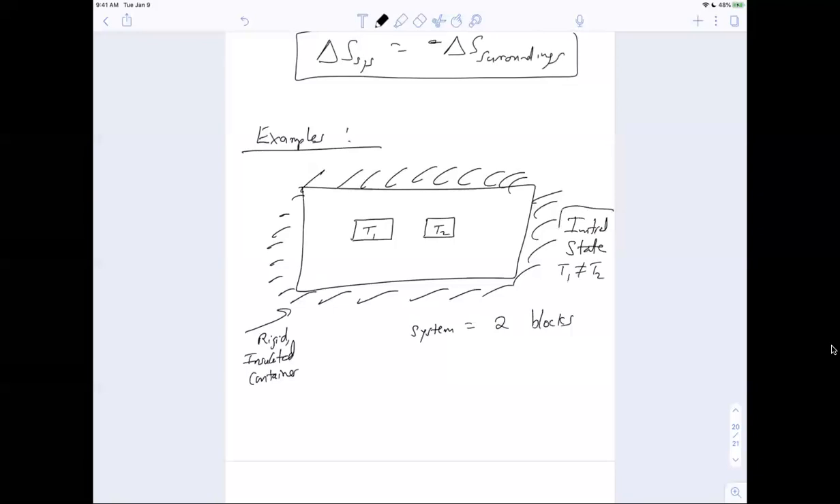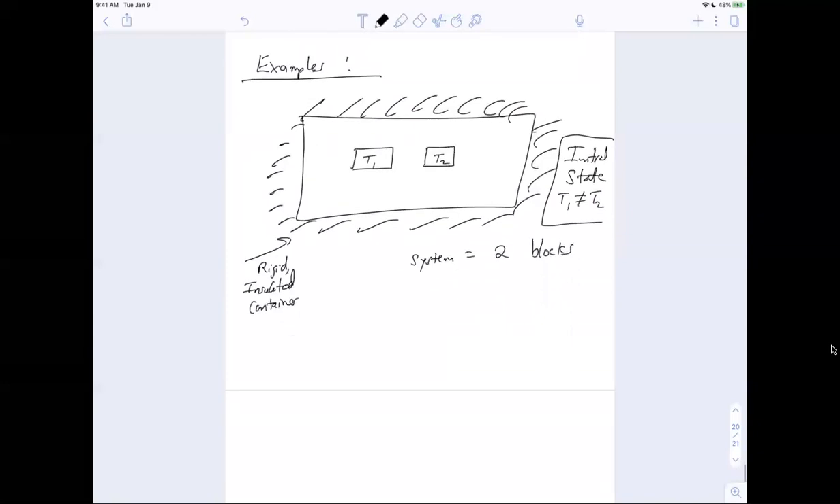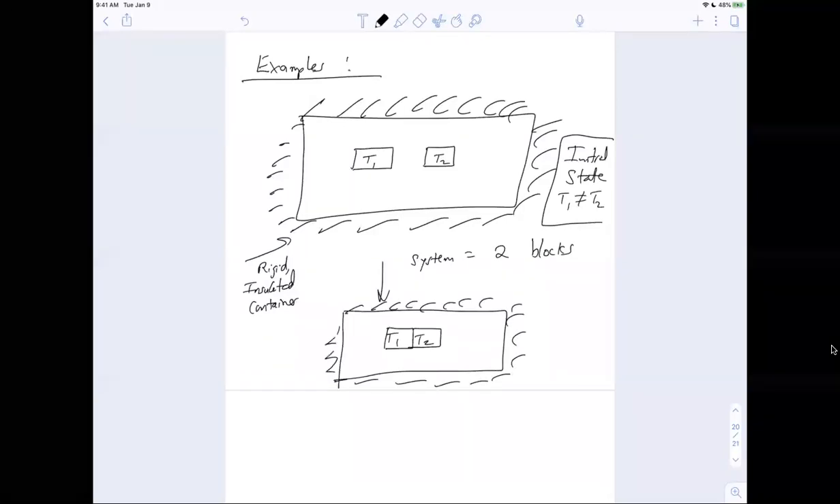This is important. That's our initial state: T1 does not equal T2, and it's at equilibrium. Then what we're going to do is bring the two blocks together as our experiment. So we'll have block one at T1, and this is the start of our experiment. The experiment starts the moment we put them together. Again, we have rigid insulation around it.